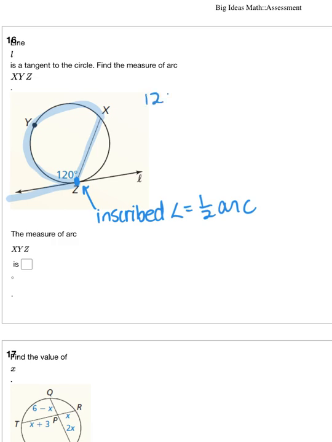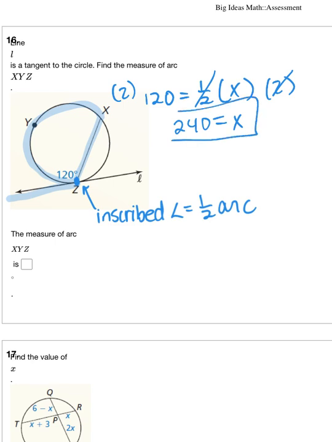So 120 is the angle. That's half of the arc, which we'll call X. We'll multiply by 2 on both sides. And we get 240 degrees for the arc.